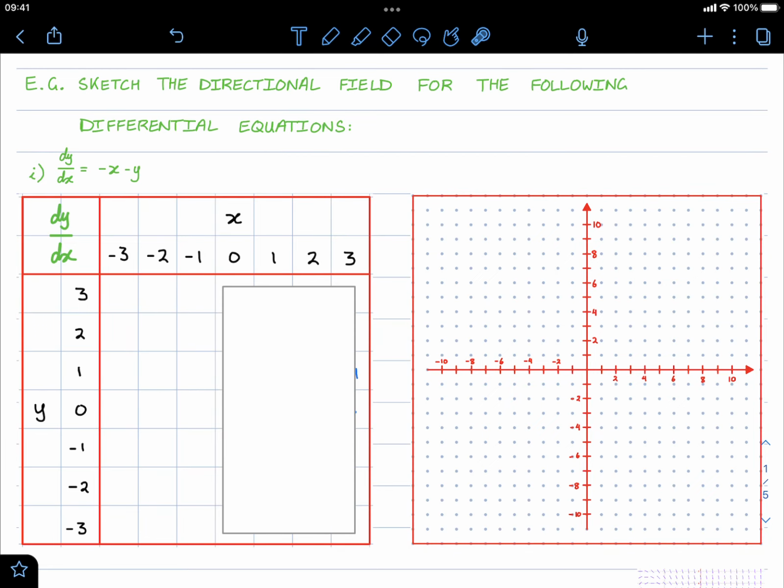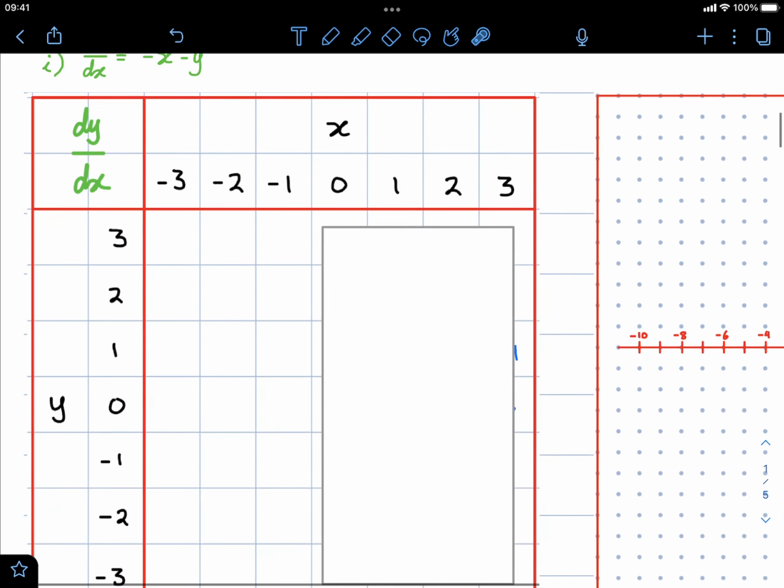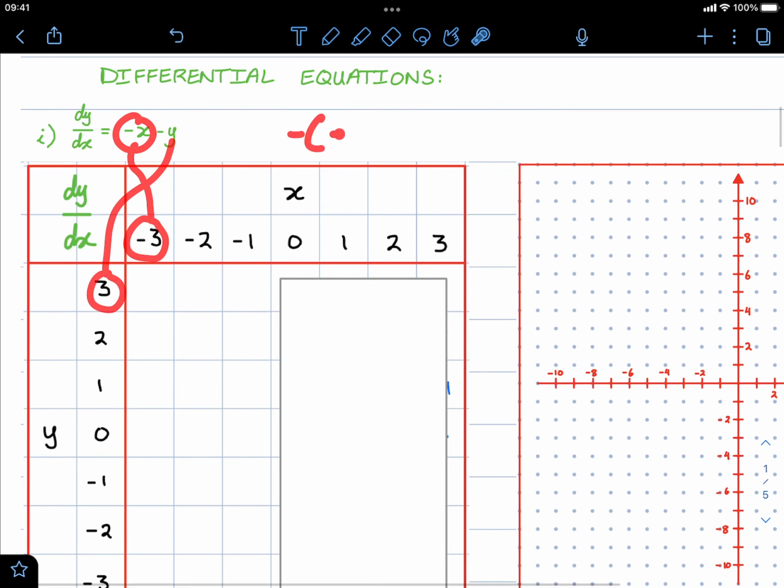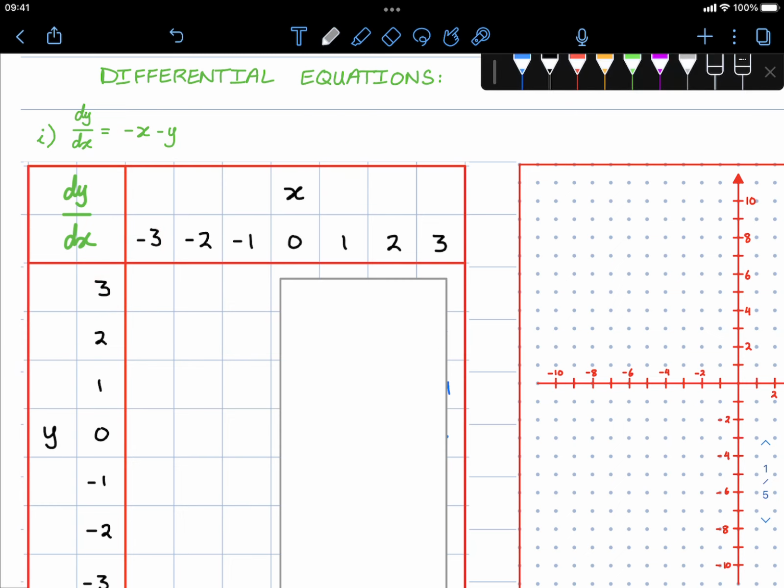Alright, so let's get straight to it. For this, we simply use substitution once again. So substituting this -3 here and y here. So this becomes negative of -3 minus 3. So that will give us 0. So negative of -3, substituting this, minus 2, that gives us 1. Negative of -3 minus 1, that gives us 2.